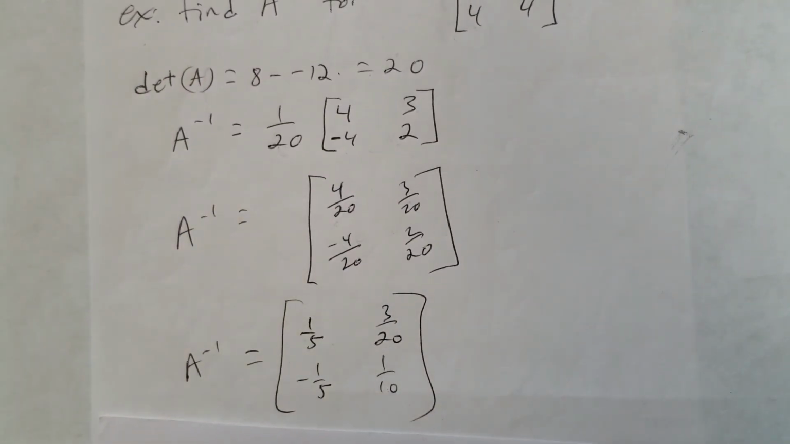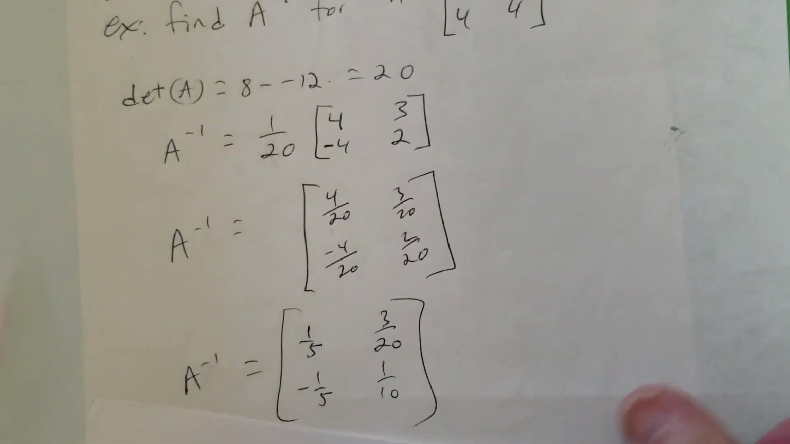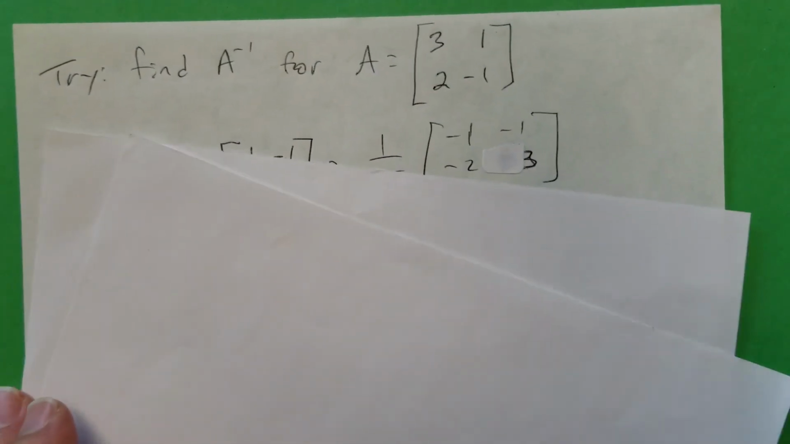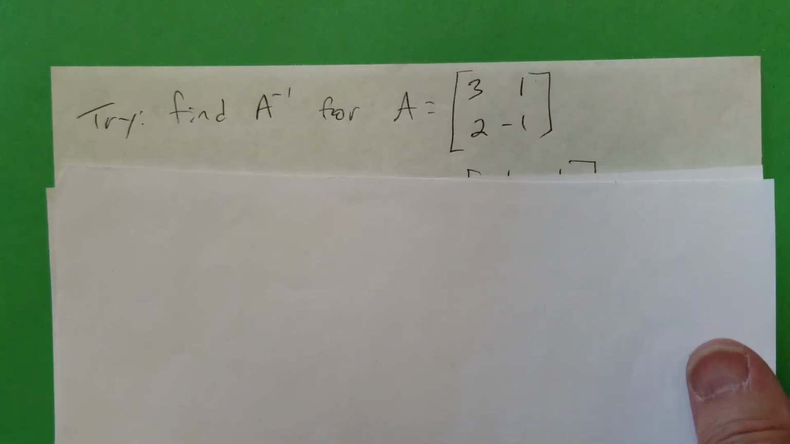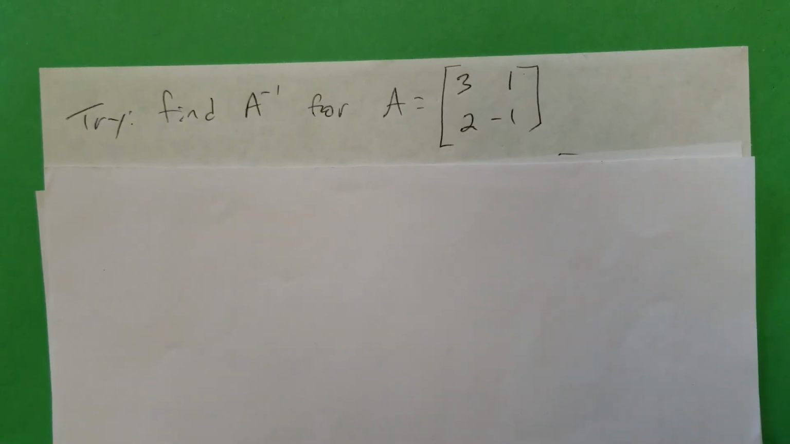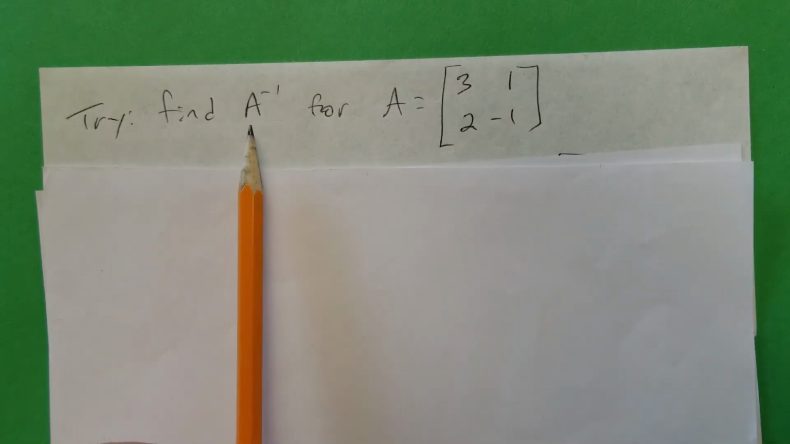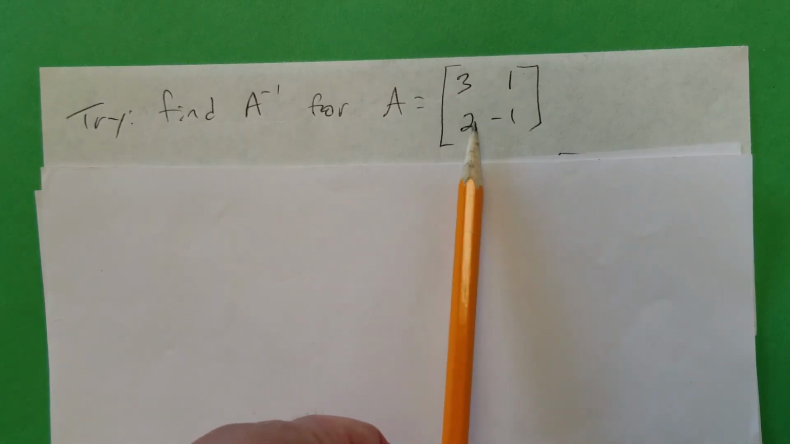Okay? So let me leave you with one try problem. So you can do it just the way we did it with the determinant. Find the inverse of this matrix. Find the inverse of matrix A. That's what that means, right? This means inverse of A. Find the inverse of A if A is 3, 1, 2, negative 1.